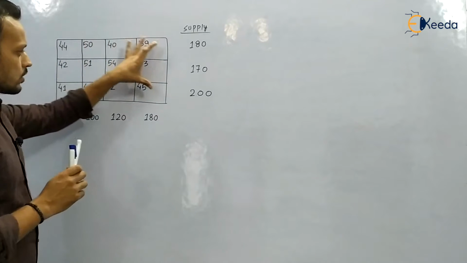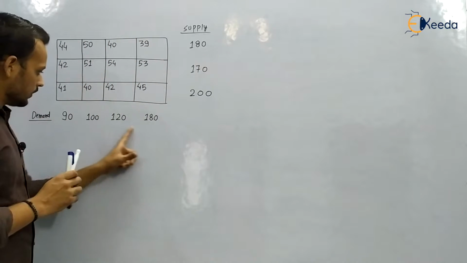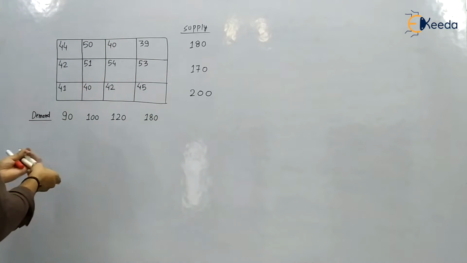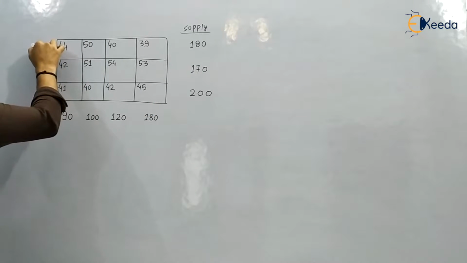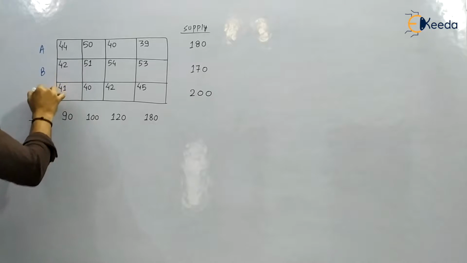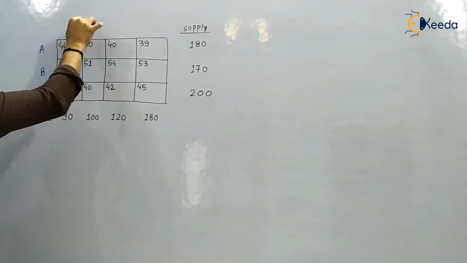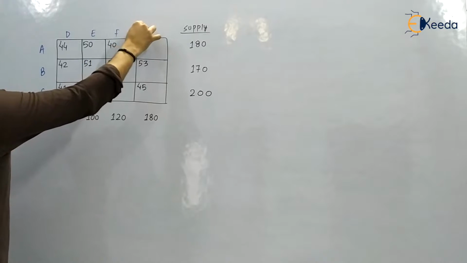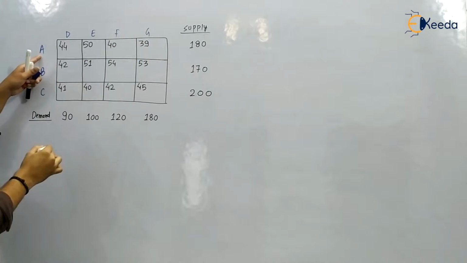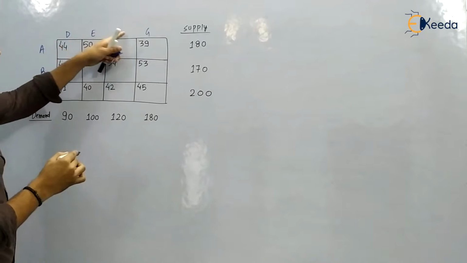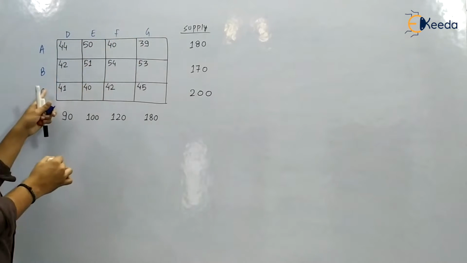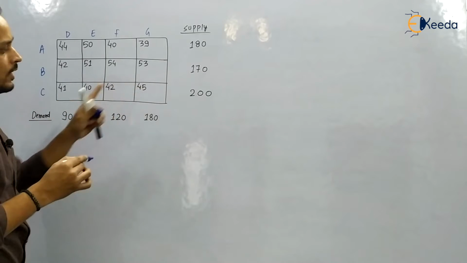This one is the cost cell matrix, this is the demand, and this is the supply. We have three factories, suppose A, B and C, and these are the warehouses D, E, F and G. From factory A we have to supply the units to D, E, F or G. From factory B we can supply to D, E, F or G. From factory C we can supply to D, E, F or G.